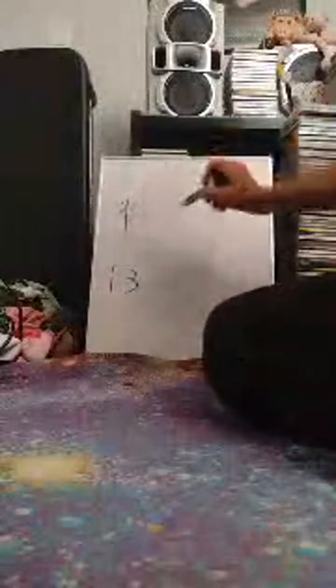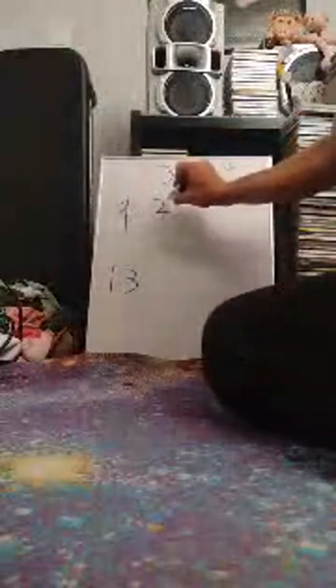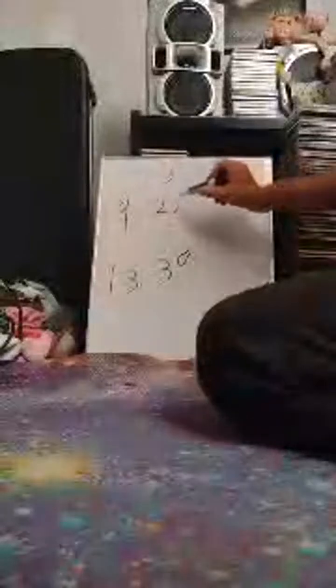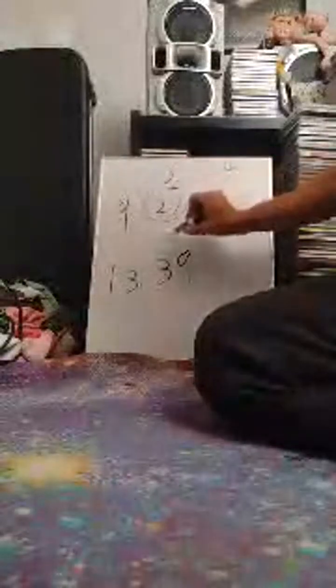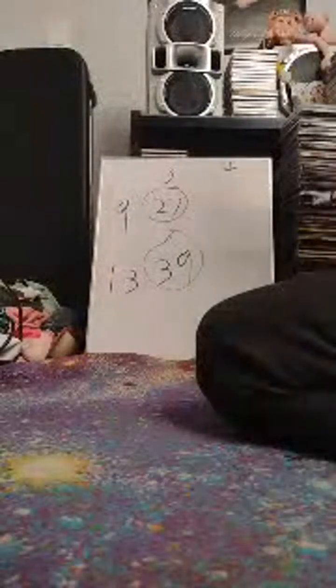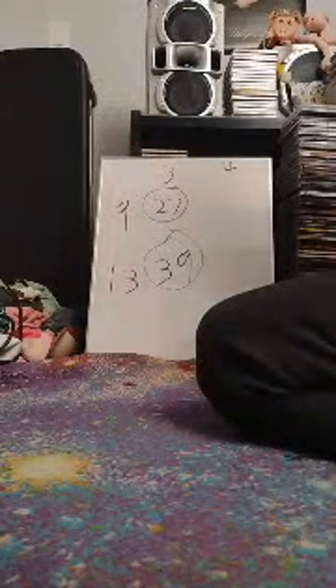What's 9 times 3? Well, 27. What's 13 times 3? 39. Well, what has 27 and 39 items in it, and what is the total in that thing? I'll let you think about that.